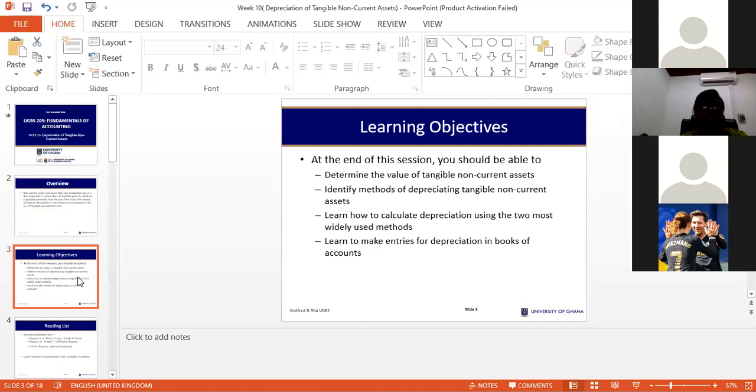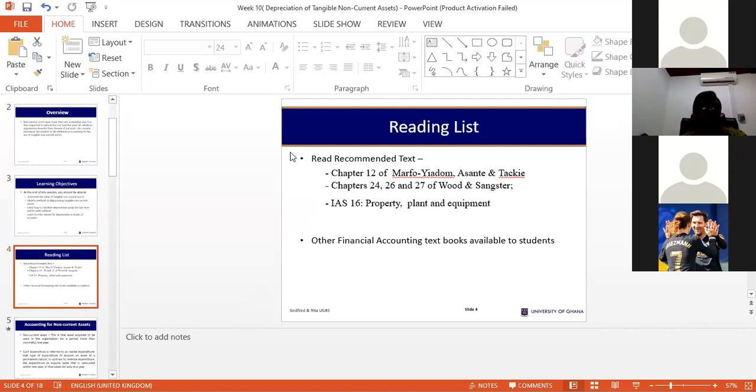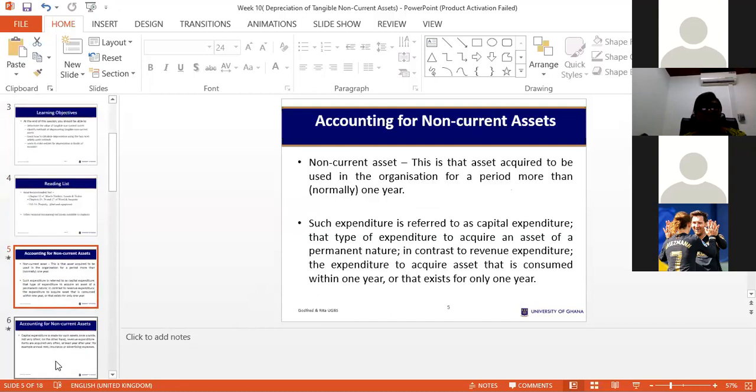At the end of the session, we expect that students should be able to determine the value of the tangible non-current assets, identify the methods of depreciating these tangible assets, and learn how to calculate depreciation using the two most widely used methods. Of course, that tells you there are others, but we will be focusing on just two. And then learn to make entries for depreciation in the books. These are reading lists. We can always make reference to them.